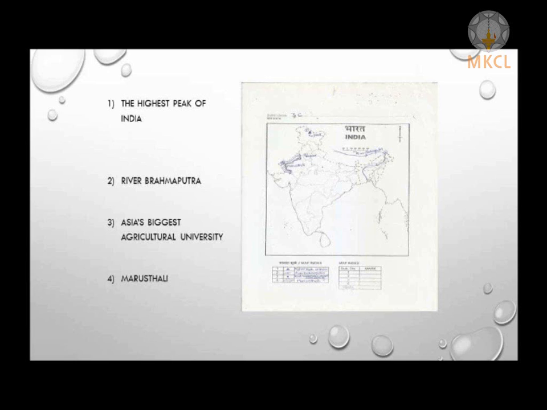Second is the river Brahmaputra. Children feel River Brahmaputra means it exists only in India. No, it flows even through Tibet and then it enters India. It starts at Manasarovar. So you have to show from where it starts, how it enters into India through Arunachal Pradesh, flows through Assam and then goes into the Bay of Bengal. So the whole route along with the direction. Don't show opposite direction. You have to show going from Himalayas to Bay of Bengal.